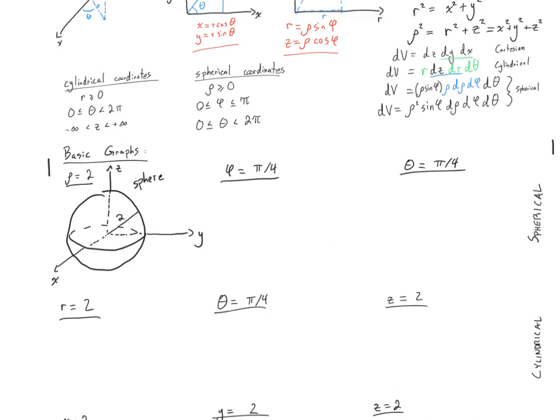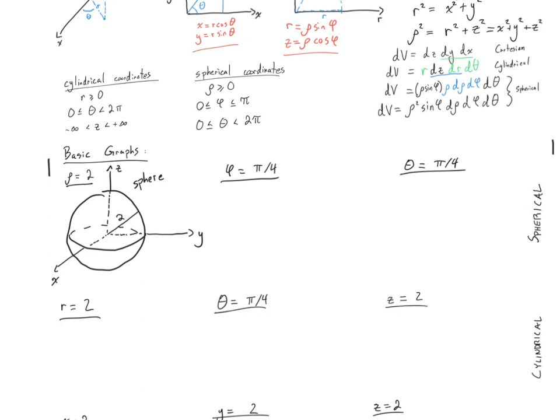If phi is constant, at pi over 4, I am now remembering that I should talk about these things up here. So for cylindrical coordinates and for spherical coordinates, we do some standard restrictions on the variables. So for cylindrical coordinates, r can be anything bigger than 0.